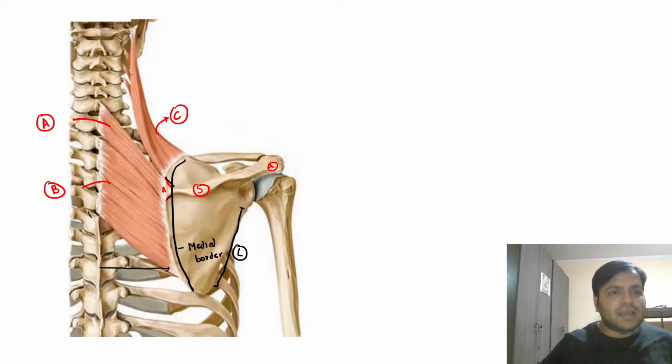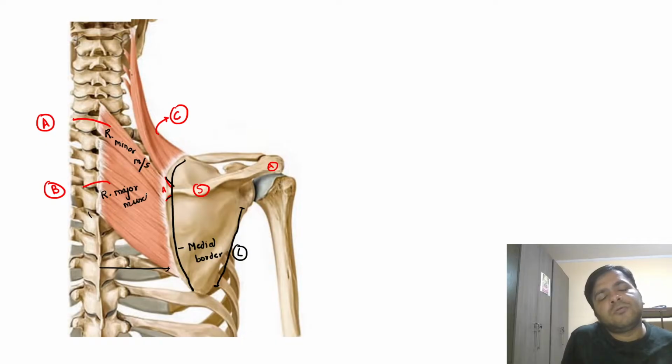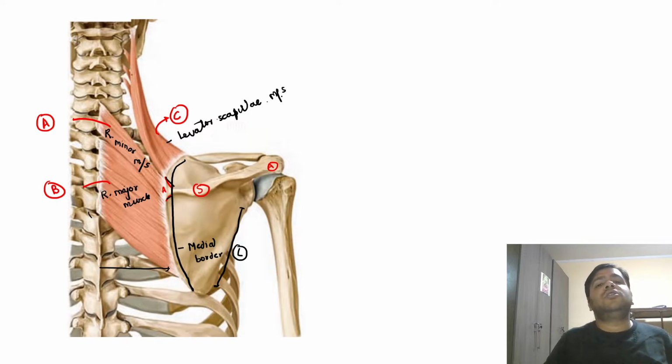A is rhomboid minor. It is very clear it is the rhomboid minor muscle. B, it is the rhomboid major muscle. And C, it is levator scapulae. Very good. Levator scapulae muscle. Now my question is rhomboid minor, rhomboid major, levator scapulae.